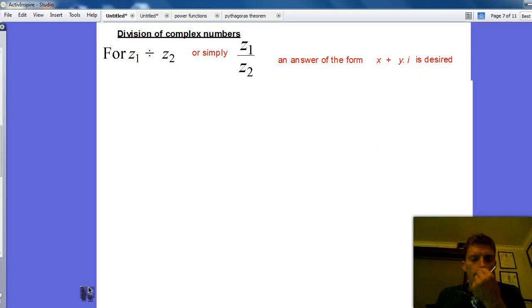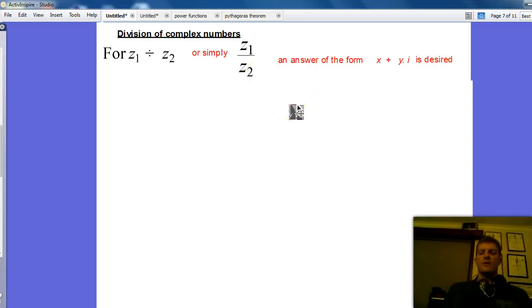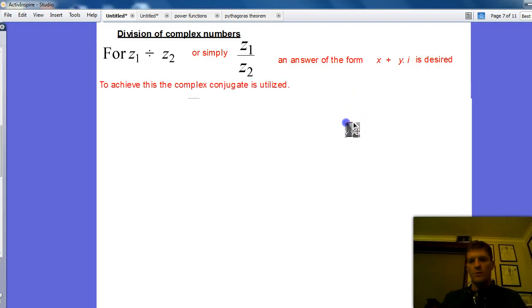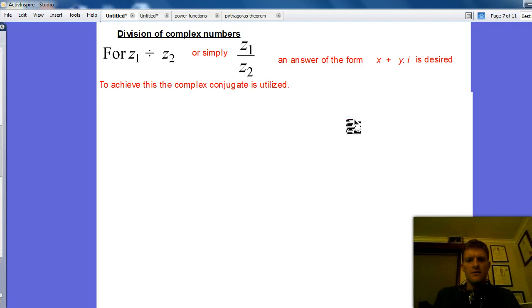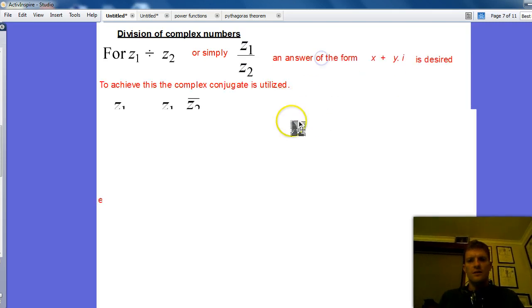Okay, so working with the complex conjugate is important for division. If we have division of complex numbers like this, z1 divided by z2, or simply written in fraction form, what we'd want from that is an answer that is just like a complex number, x plus yi. That's what we want to obtain. Now, in order to do that division, we're going to have to use the conjugate. And let's see how.